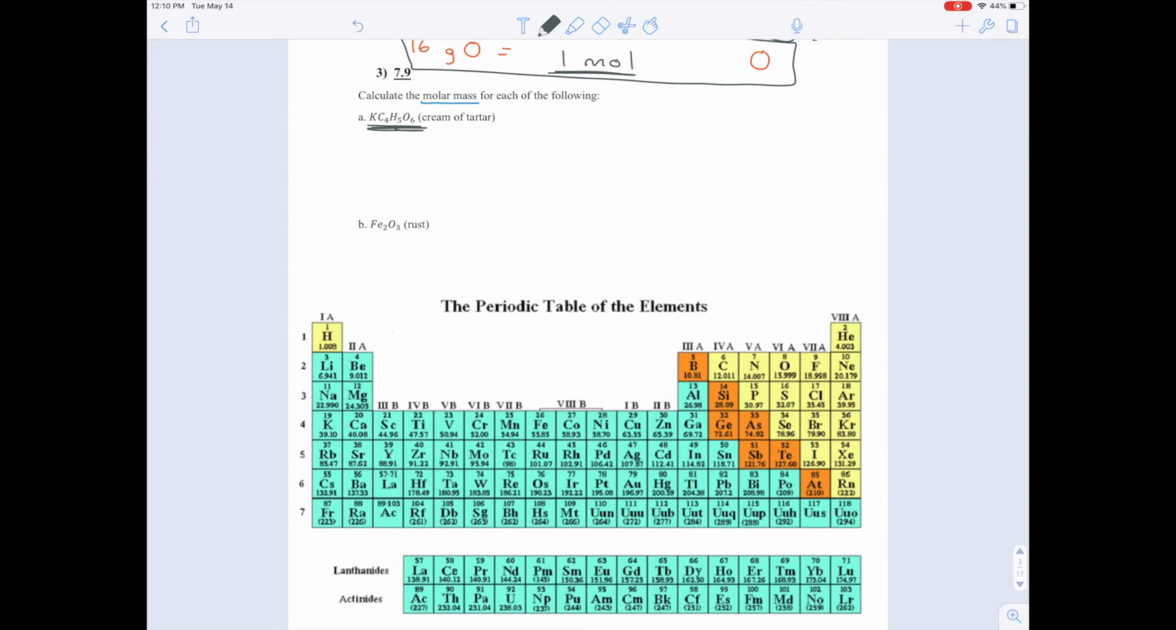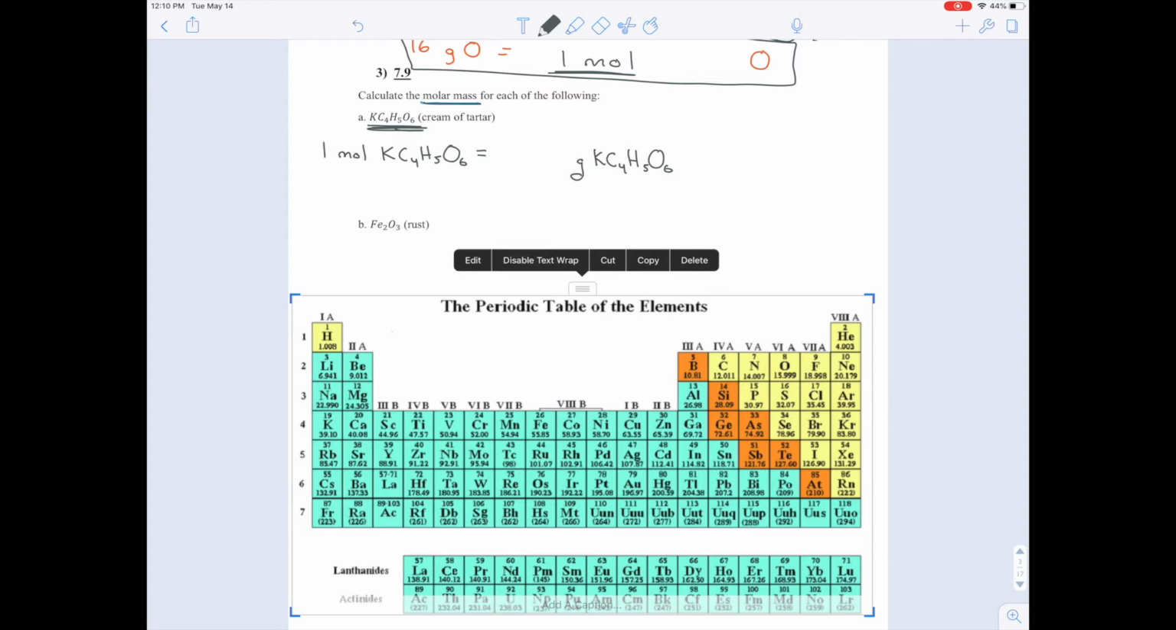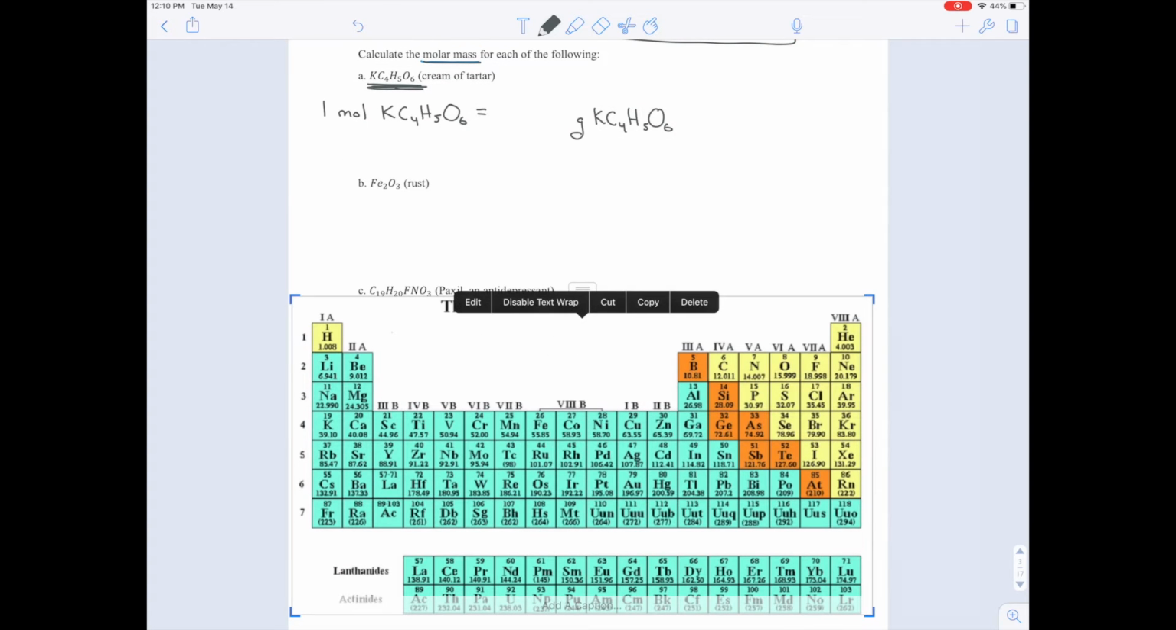Now we want to find out the mass of 1 mole. So we're going to say, okay, we have 1 mole of KC4H5O6. That's the molar mass, the mass of 1 mole. So we know that, and we just want to know how many grams of KC4H5O6 there are in that. So the first thing you want to do to organize your thoughts is to write each of the elements that you have. So we have potassium, we have carbon, we have hydrogen, and we have oxygen. We're going to think about these individually, and then we're going to add them all together.